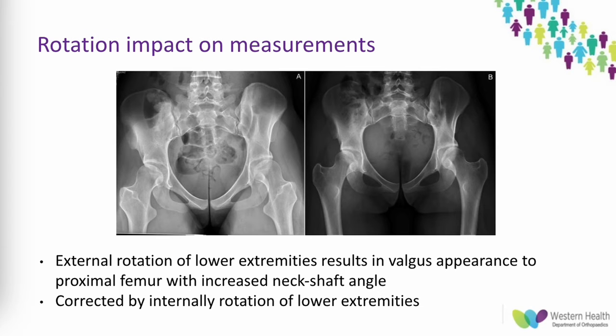An important thing to note is that on your plain films, rotation will have an impact on these measurements. So when there's external rotation of the lower extremity, this will result in an increased valgus appearance to the proximal femur with an increased neck to shaft angle. This can be corrected by internally rotating the lower extremity. The neck to shaft angle is measured appropriately when the axis of the femoral neck is perpendicular to the X-ray beams.